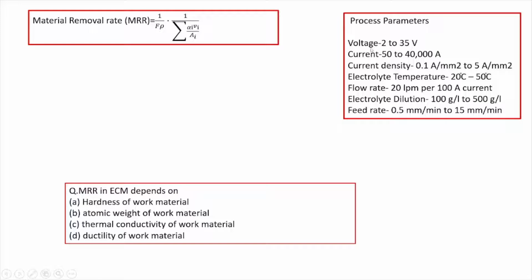Here you have to remember some process parameters, as I have said now: voltage range will be 2 to 30 or 35 volt, current and current density, electrolyte temperature, flow rate, electrolyte dilution, and feed rate.